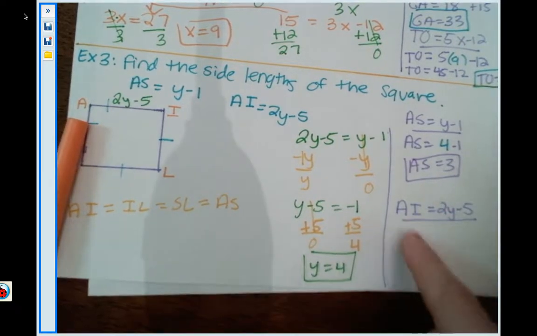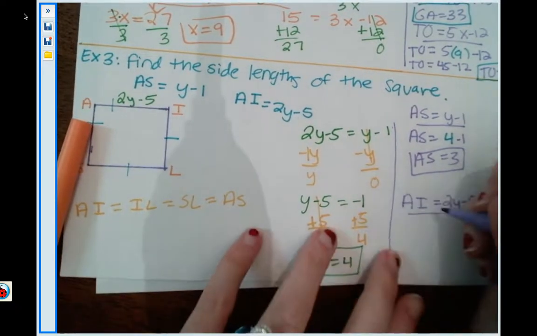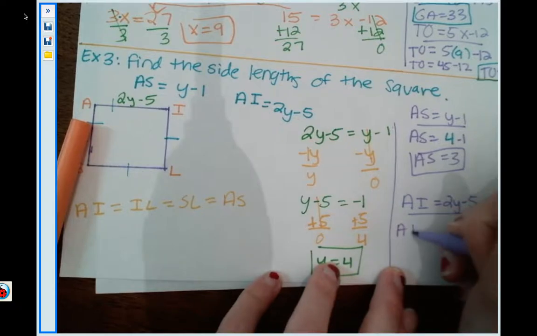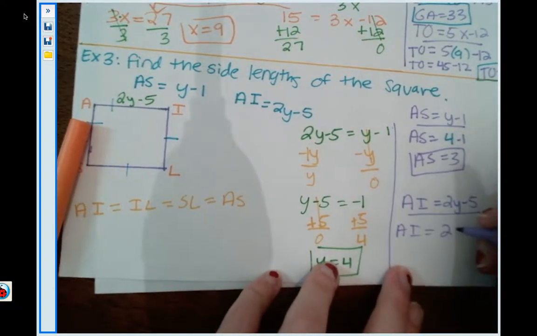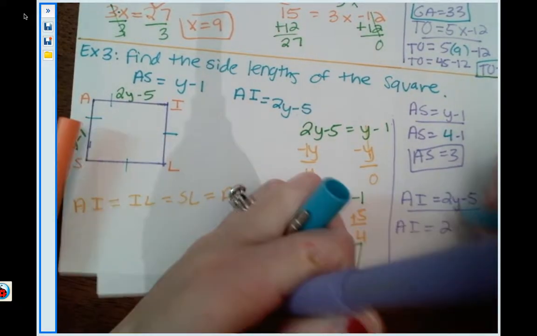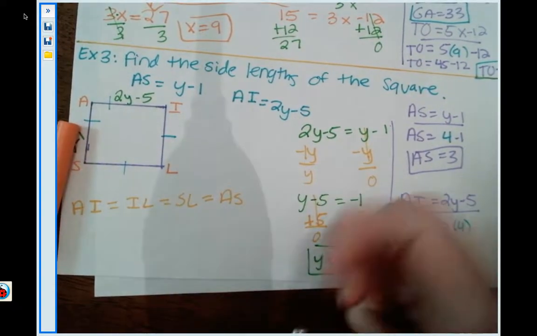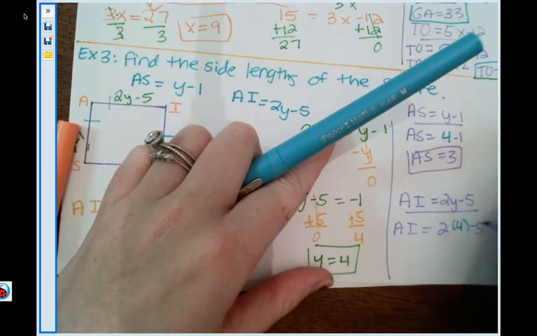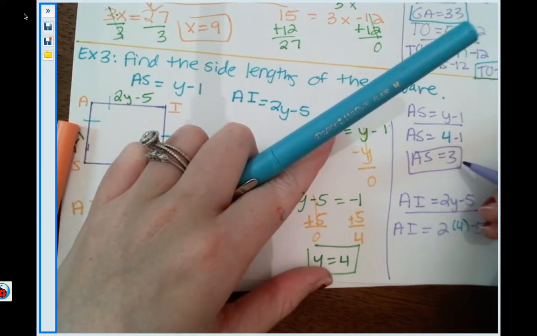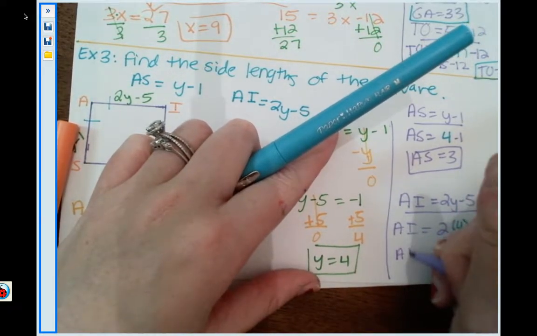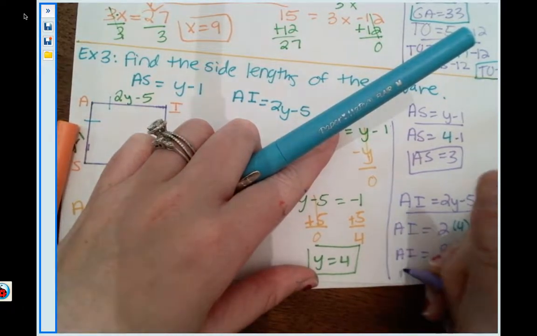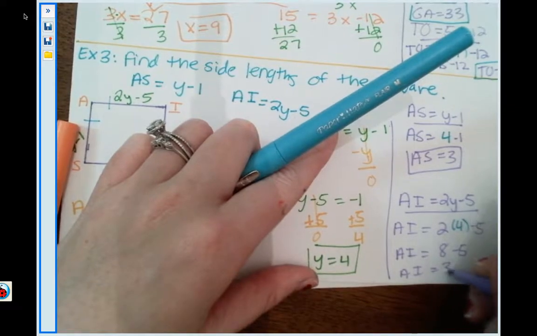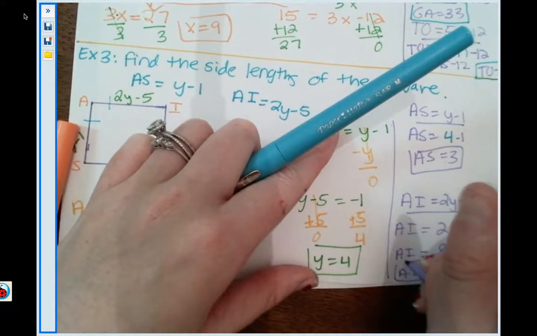If we did it correctly, I should get the same thing for AI. So AI equals 2 times my y, which is 4. So 2 times 4 minus 5. Let's see if we get the same thing, which should be 3 if we did it correctly. AI equals 2 times 4, which is 8, and 8 minus 5 is 3. Yay, we did it correctly.